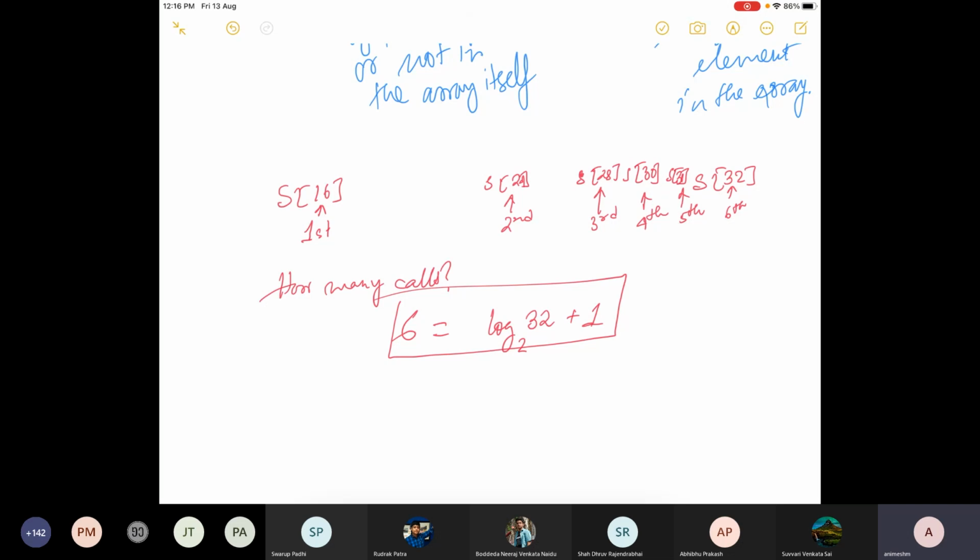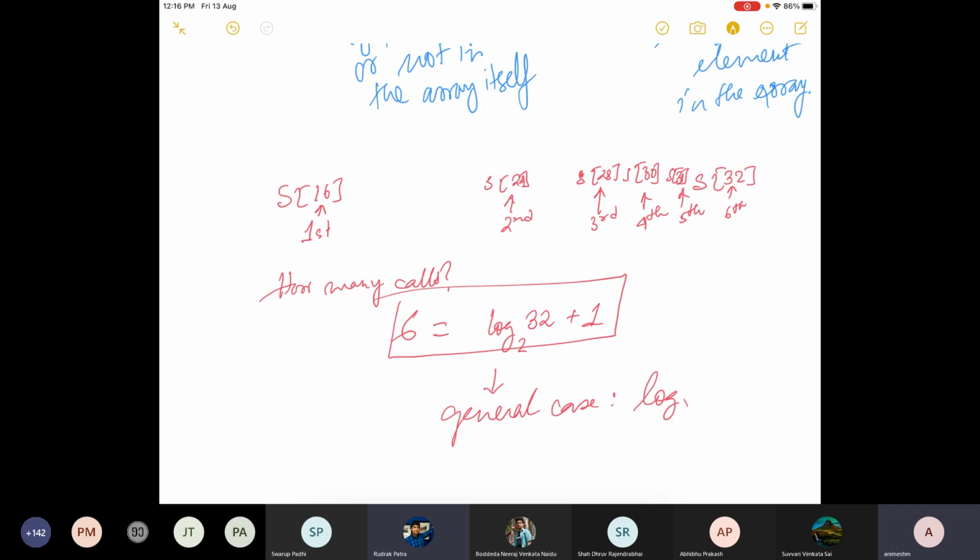There is some additional constant. So it is roughly logarithmic in the number of elements present in the array. So, the general case.